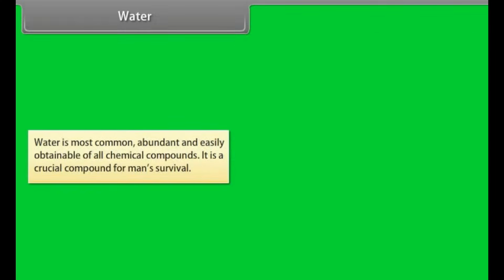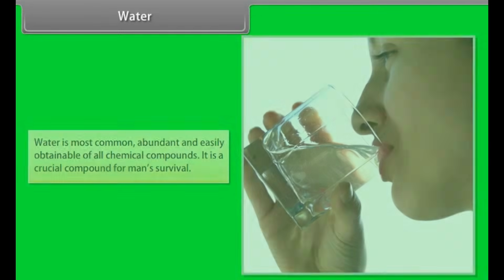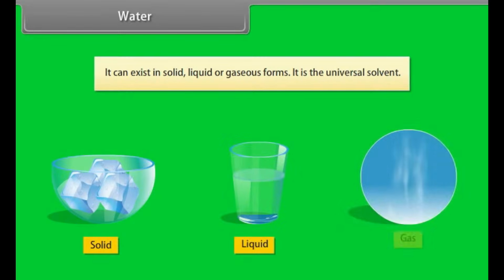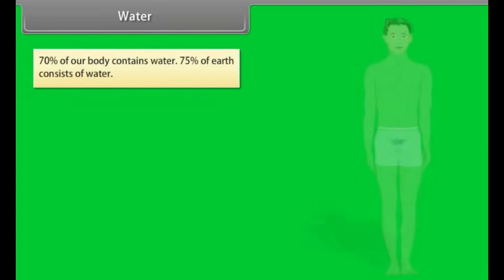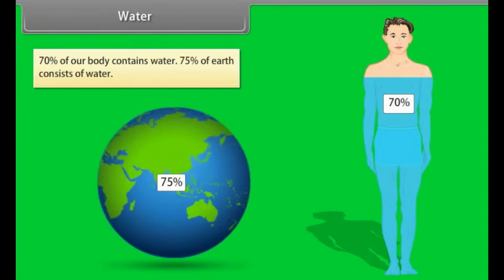Water. Water is the most common, abundant and easily obtainable of all chemical compounds. It is a crucial compound for man's survival. It can exist in solid, liquid or gaseous forms. It is the universal solvent. 70% of our body contains water. 75% of Earth consists of water.